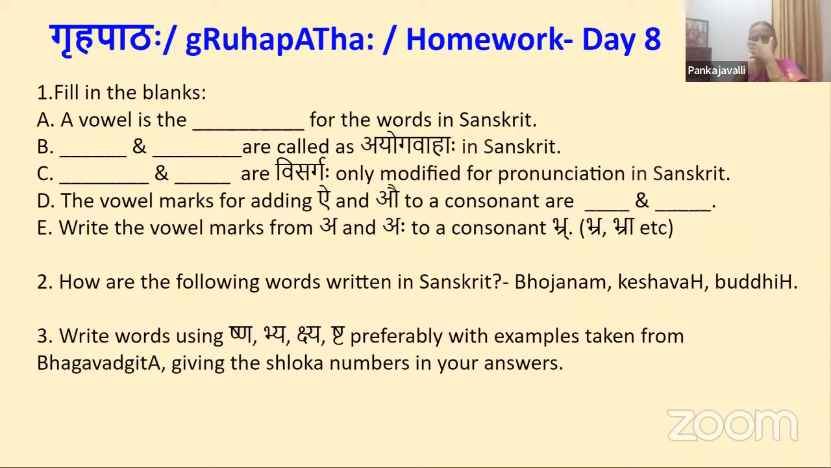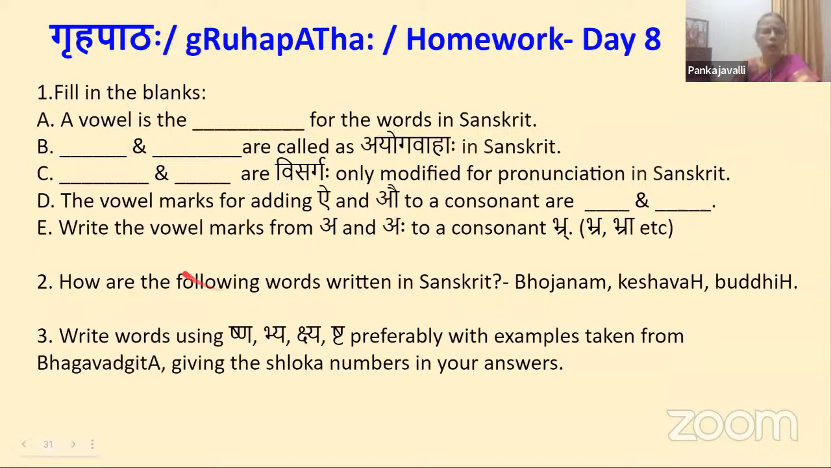The vowel marks for adding E and AI: for E, just on the letter itself, you put one stroke; for AI, you put two strokes above the letter. For O, you put one matra, a vertical stroke, and for AU, two strokes on that vertical stroke. That's how it must be written.